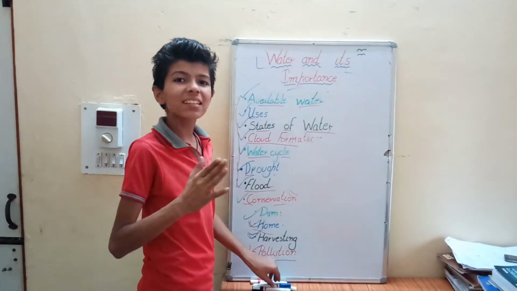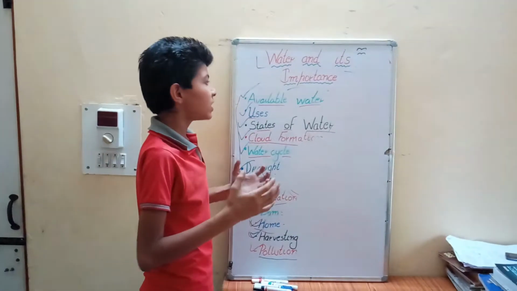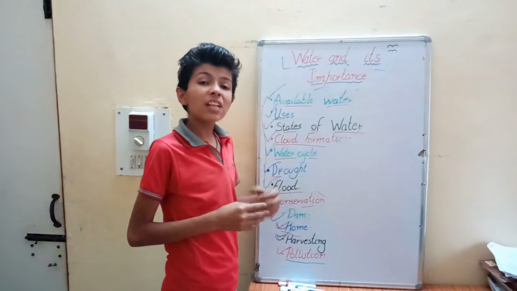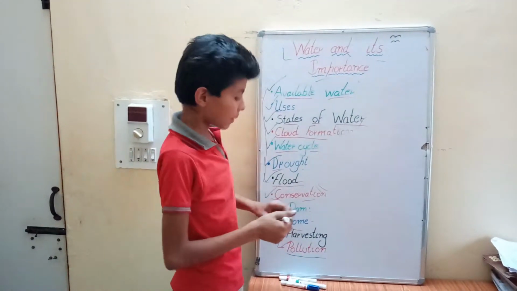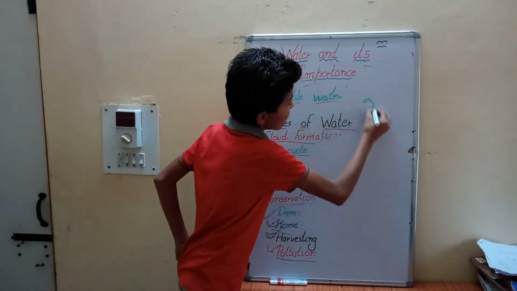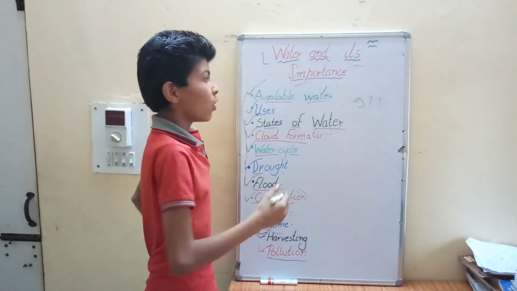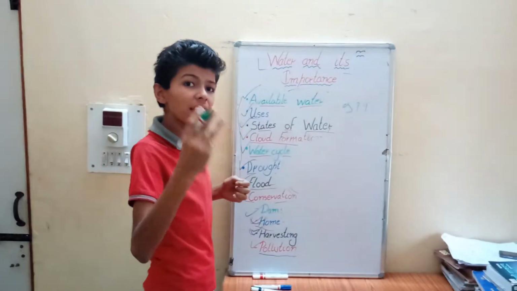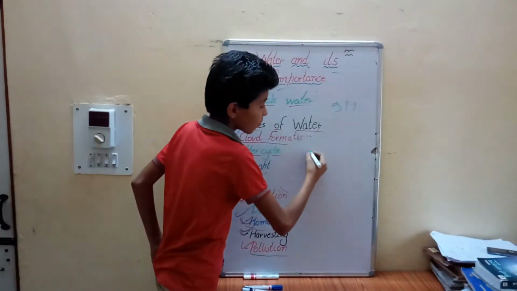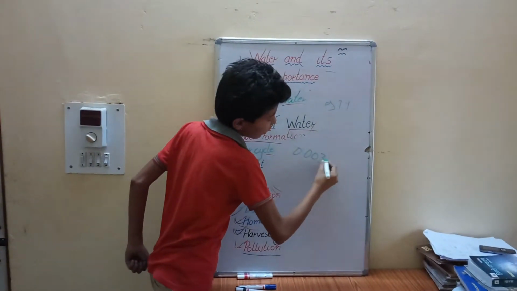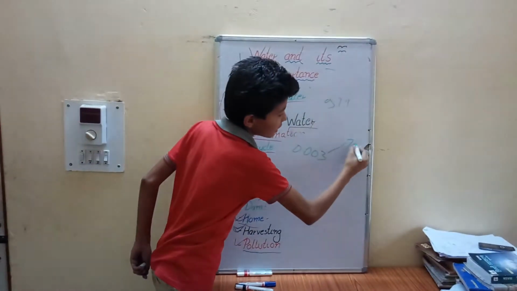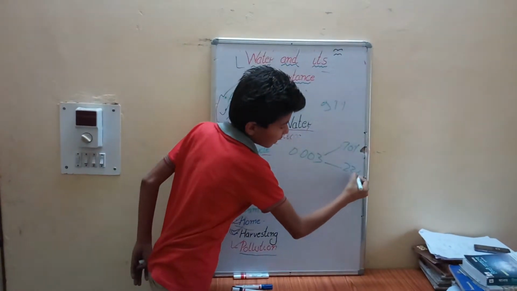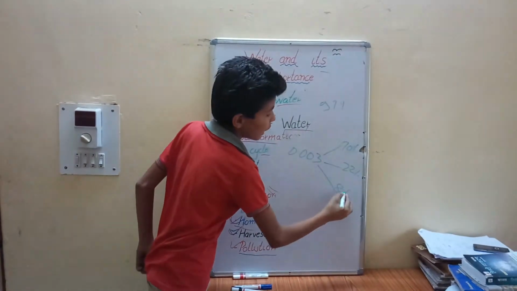So let's revise by asking some questions and answering them. First, how much of the water on the earth is available as salty water? It is about 97%. How do we use the water? We use it in three types. Agriculture is 70%, industrial about 22%, and domestic use about 8%.